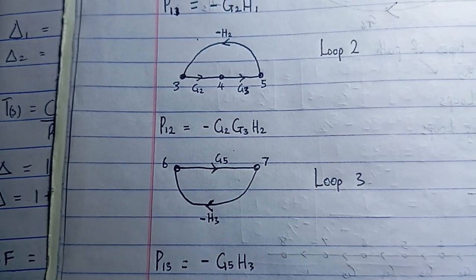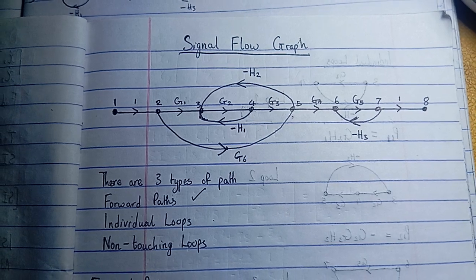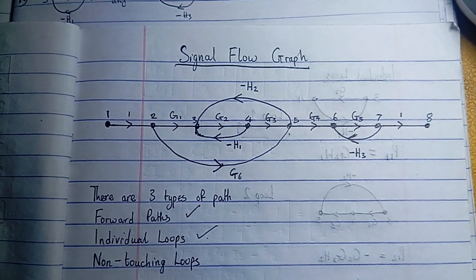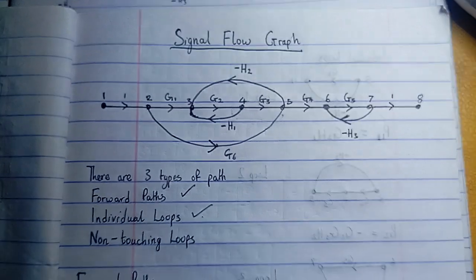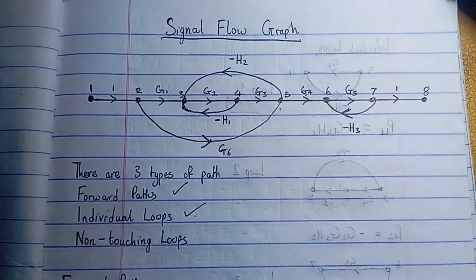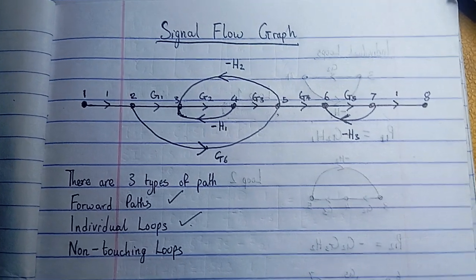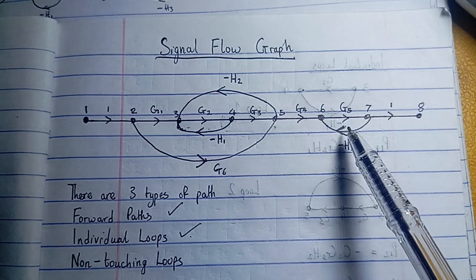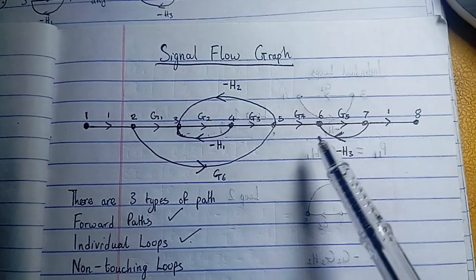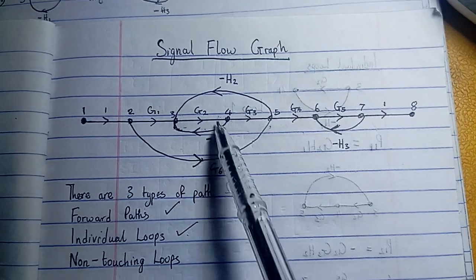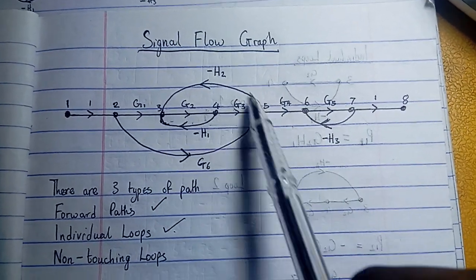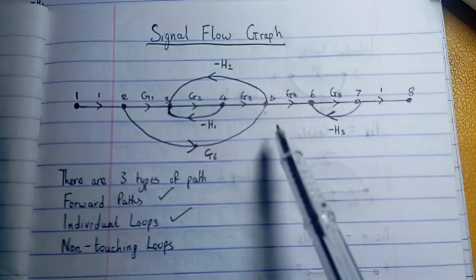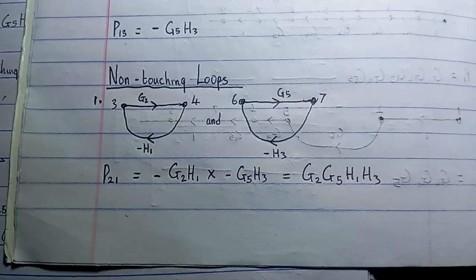Next, we're going to talk about our non-touching loops. Okay, so we're done with our individual loops. From our individual loops, we know that we have 3 loops. Now, the non-touching loops are the loops that do not touch each other. So we have this loop and this loop. Between the 3 of them, which pairs do not touch each other? This loop and this loop, they don't touch. This loop and this loop, they don't touch. So these two pairs are non-touching loops. Let me write it down to make it clearer.